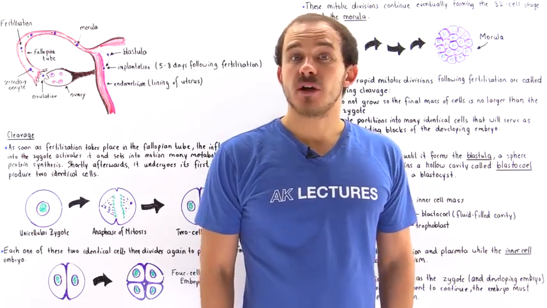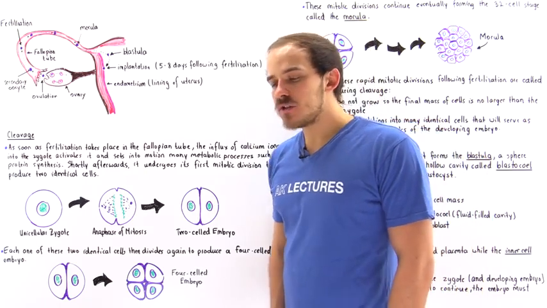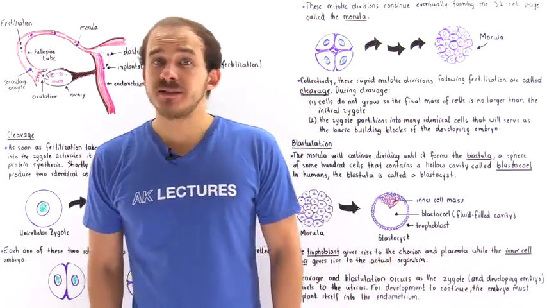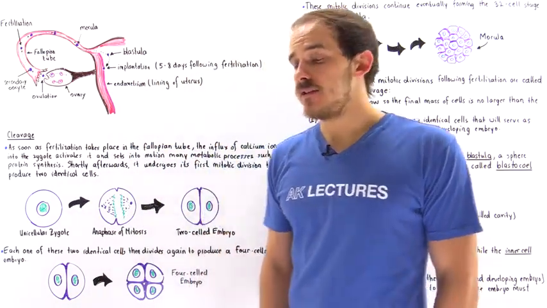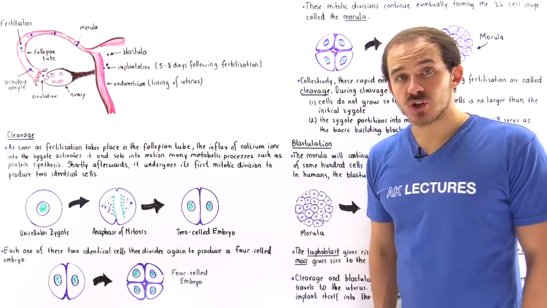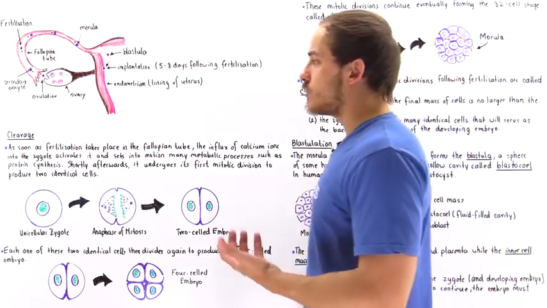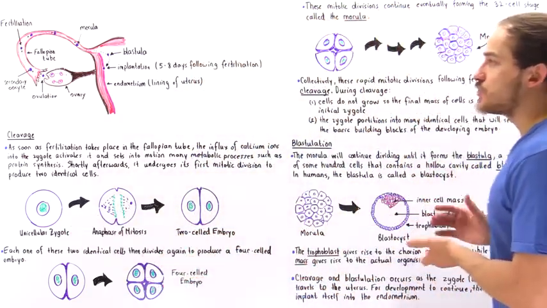Embryological development is a series of complex and intricate processes that ultimately allow the zygote following fertilization to develop into the billions and billions of cells that make up the adult individual. And in this lecture, we're going to discuss the first two processes of embryological development. We're going to focus on cleavage as well as blastulation.